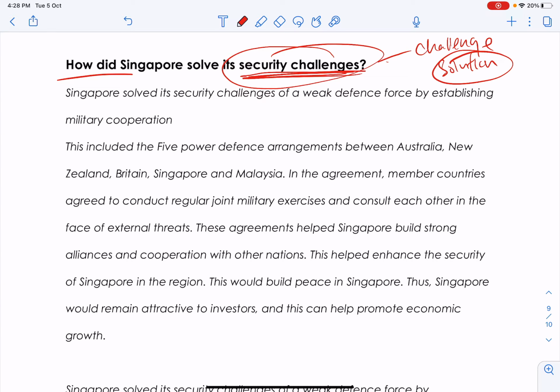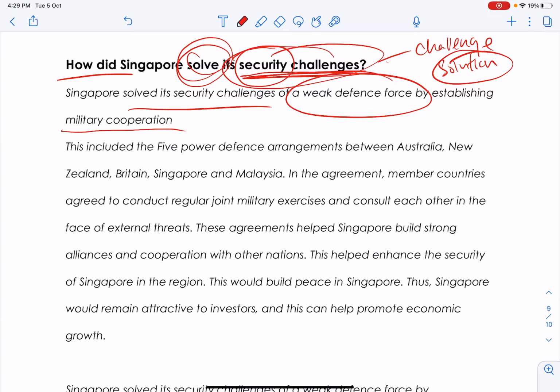For example, your paragraph will look something like this. Singapore solved its security challenges. What challenge? Weak defense force. Okay, but you don't need to elaborate about this weak defense force because the question is not focusing on the challenge. The question is focusing on the solving of it. Okay, so weak defense force by establishing military cooperation. What is this? Basically, this is the 5-power defense arrangement.